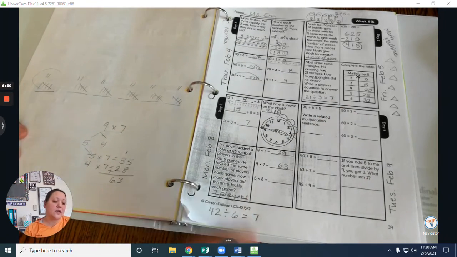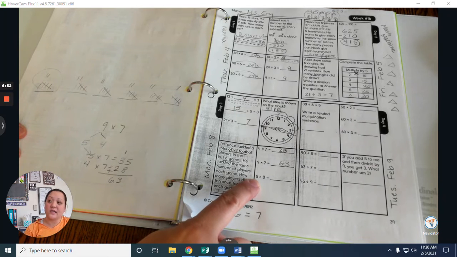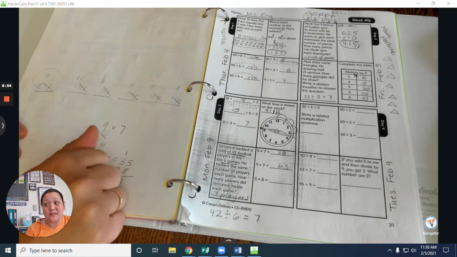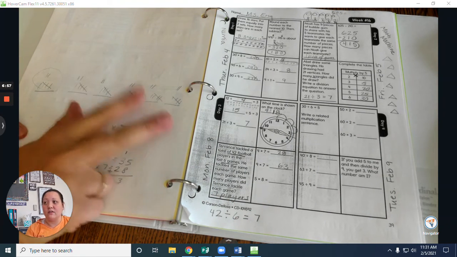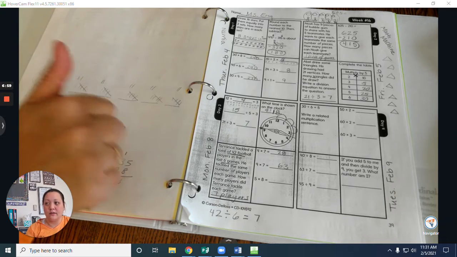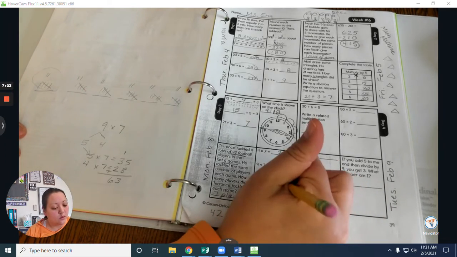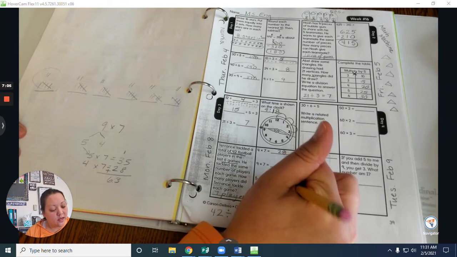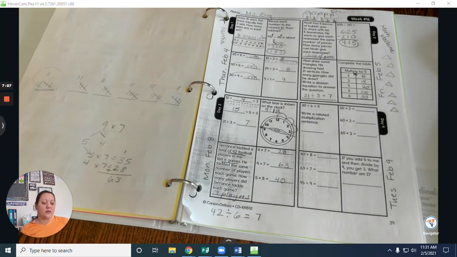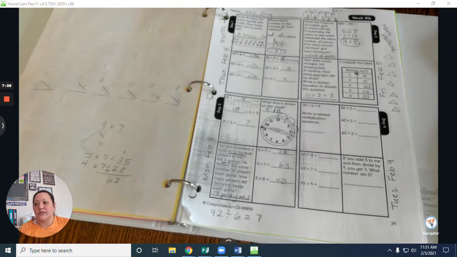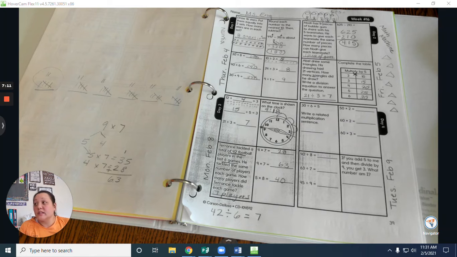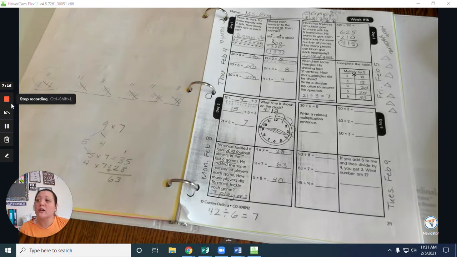And 5 times 8. So we're going to count by 5s 8 times, because counting by 5s is easy. So 5, 10, 15, 20, 25, 30, 35, 40. So I did that 8 times. So 5 times 8 is 40. However you solved it, you might have solved it different ways than I did. And that's totally fine. But you just got to show your work.